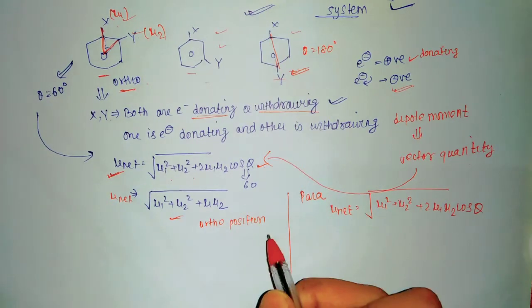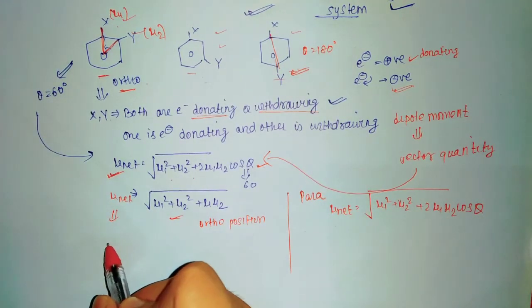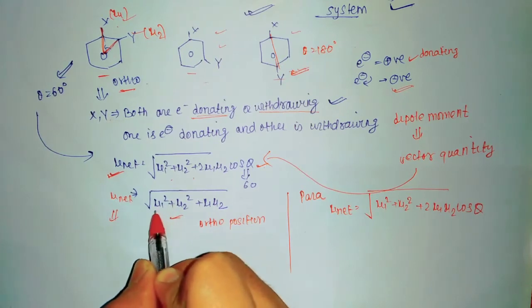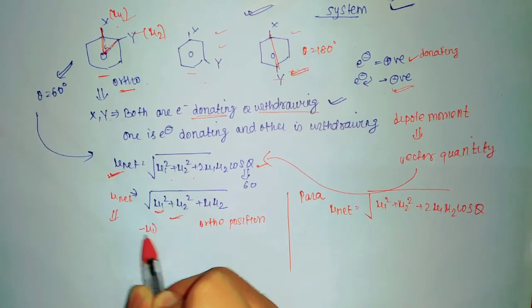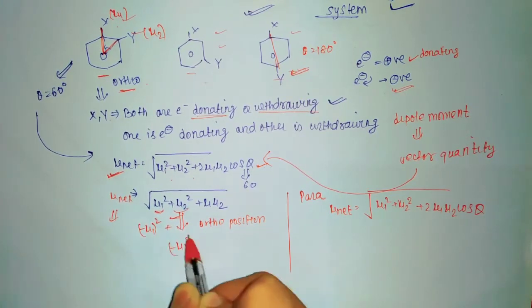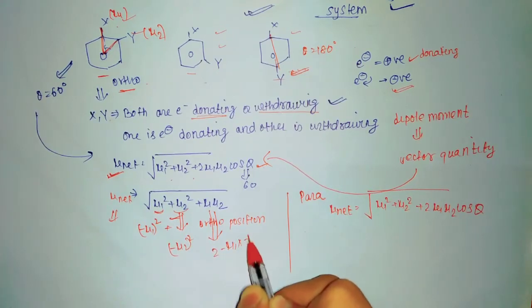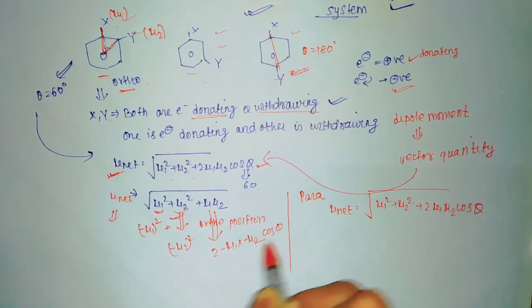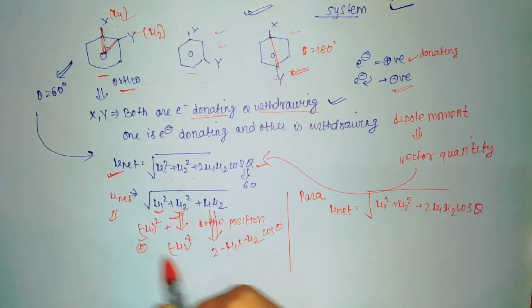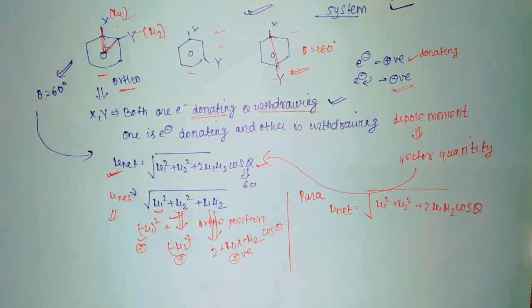We are using the same formula because, suppose in this ortho case both were electron withdrawing, then what would have happened? Mu1 square would become minus mu1 squared, plus minus mu2 squared, and this would have been replaced by twice of minus mu1 into minus mu2 cos theta. Minus minus becomes positive, so it is again positive. There would be no change in the formula when both groups are electron donating or both electron withdrawing.